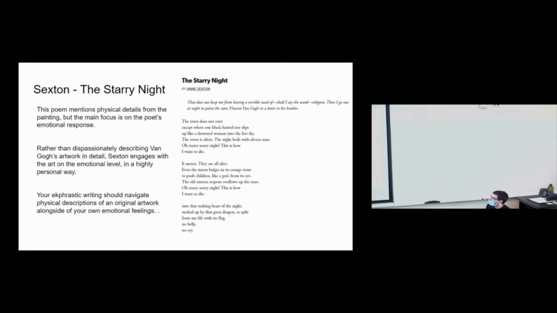Your ekphrastic writing should navigate physical descriptions of an original artwork alongside your own emotional feelings. So again, that's just another really important point. That's something you should write down. Your ekphrastic writing should navigate physical descriptions of an original artwork alongside your own emotional feelings.